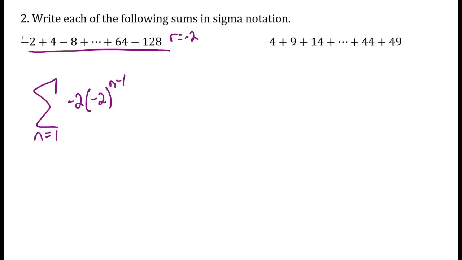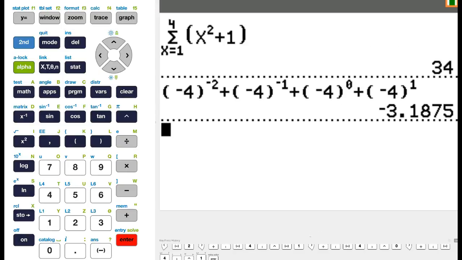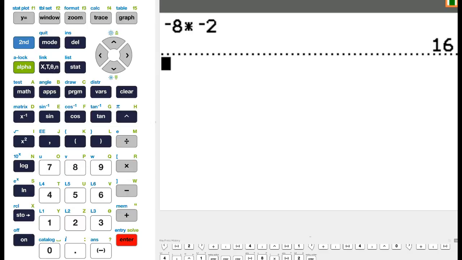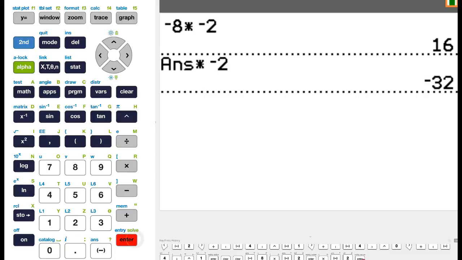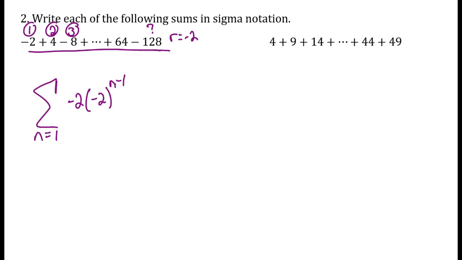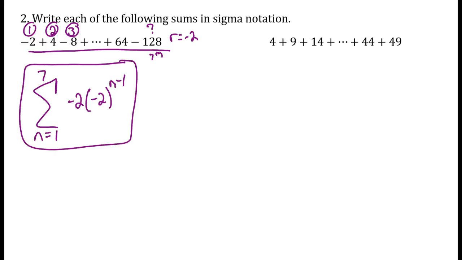My first term is negative 2. That's my second term. That's my third term. I need to figure out what is 128. So the pattern is multiply by negative 2. Negative 8 is the third term. That's the fourth term. Fifth term. Sixth term. Seventh term. So negative 128 is the seventh term. So the index up there is 7. This sum here will represent that sequence.